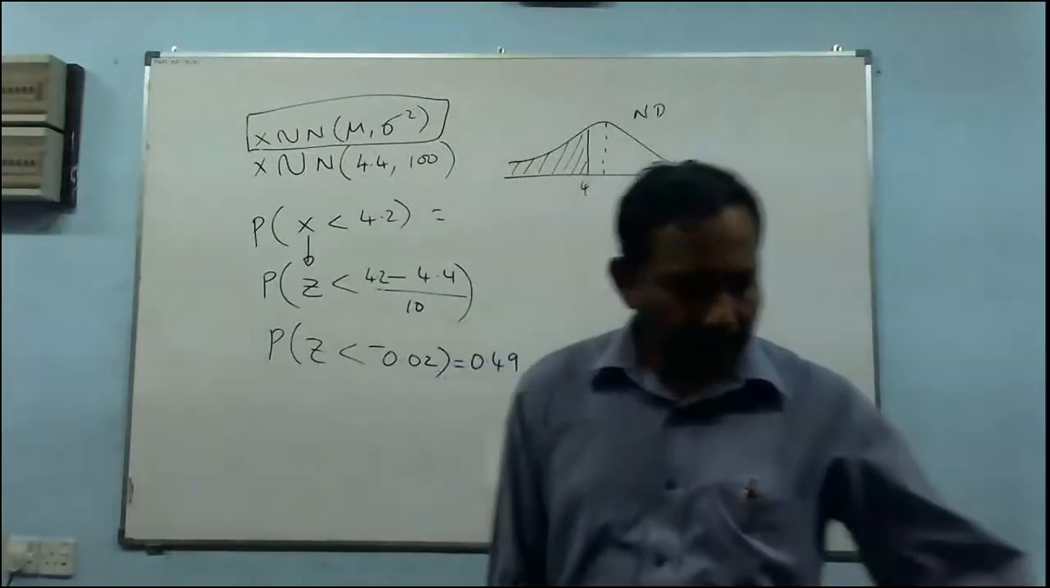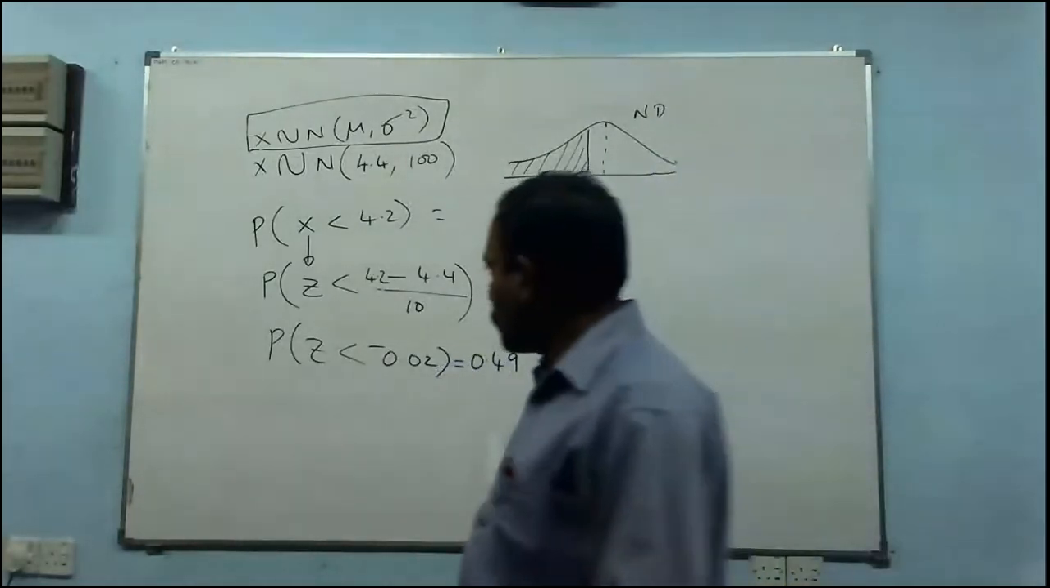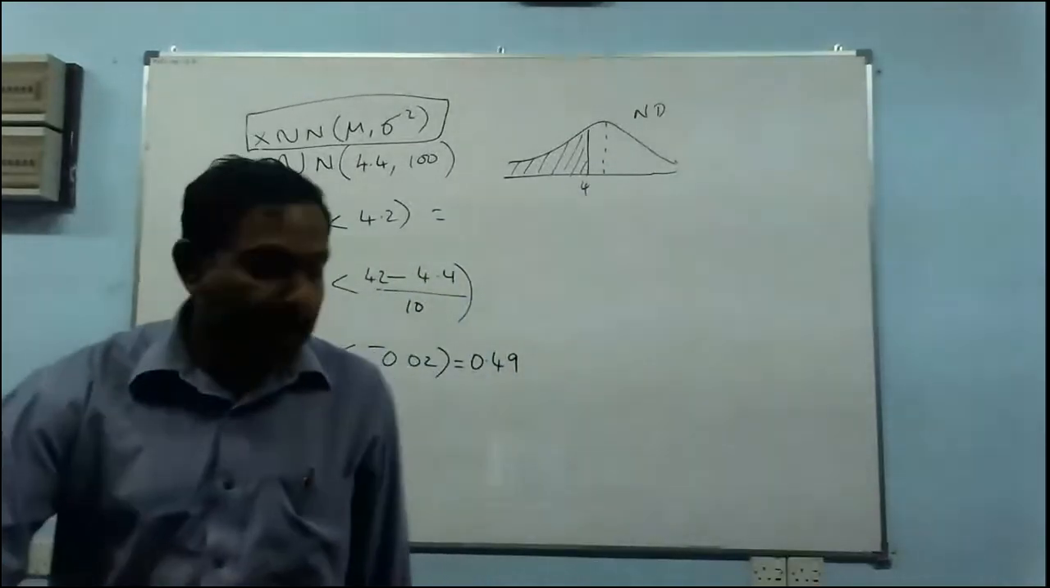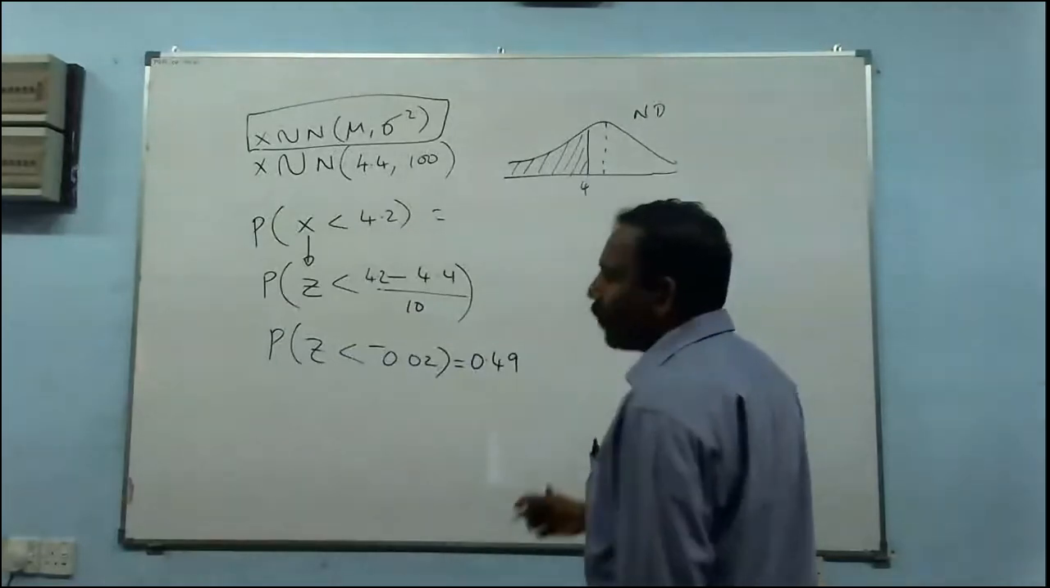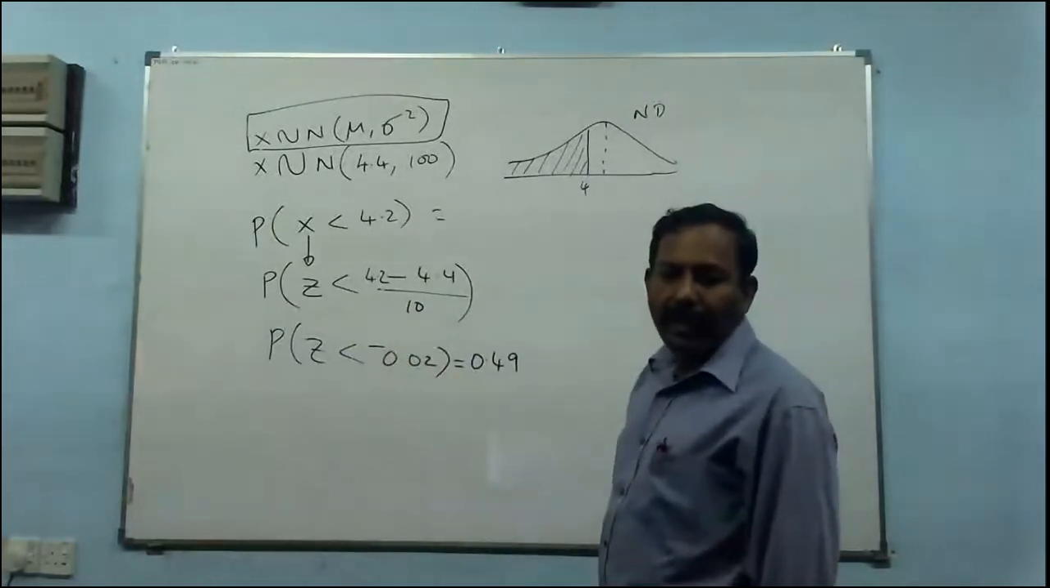Do you understand? Almost. 49% of the farmers producing paddy yield less than 4.2 metric ton per hectare.